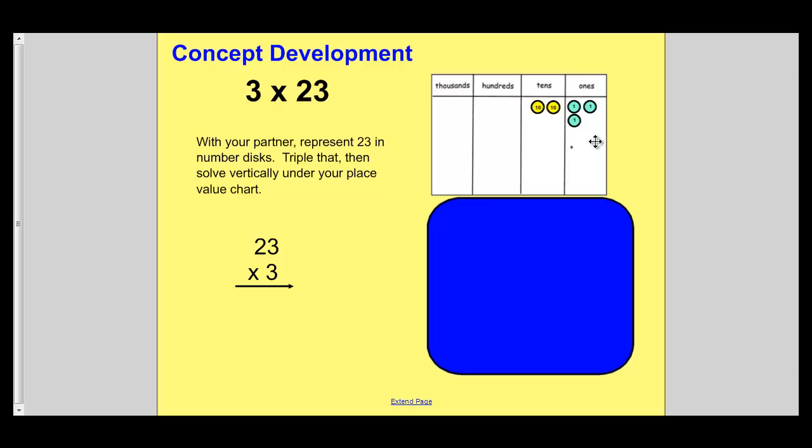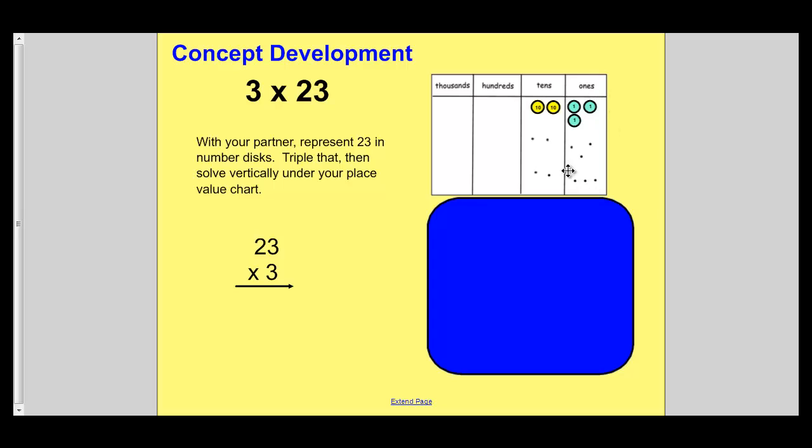So I've got 1, 2, 3. So that's 3 times 2. I've got 3 times 3. Now I've got 2 tens, 3 times. So I took both of these numbers and I multiplied them by 3 by representing them 3 times.